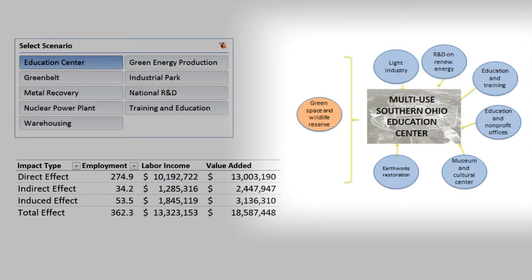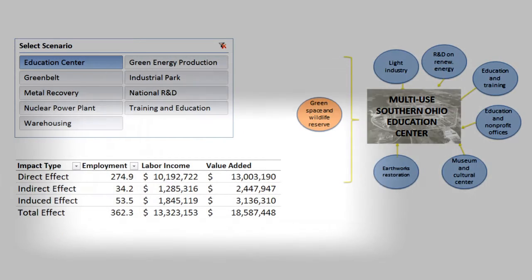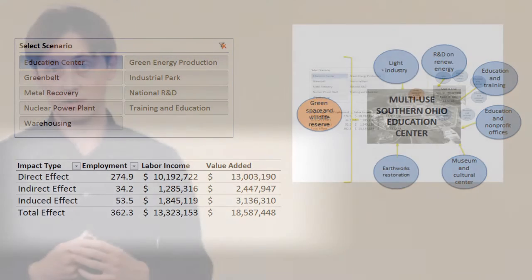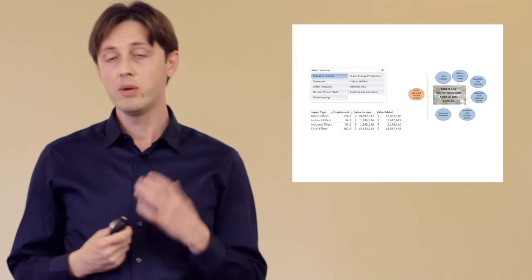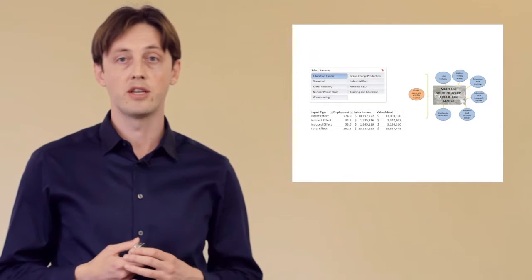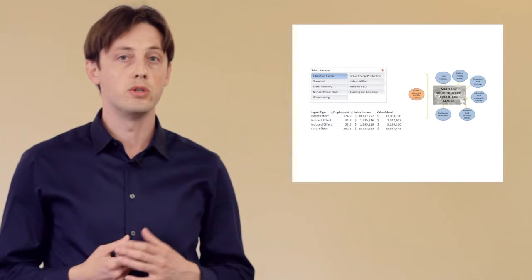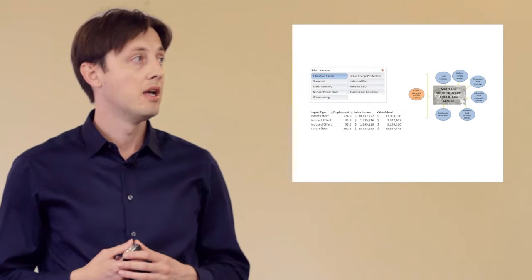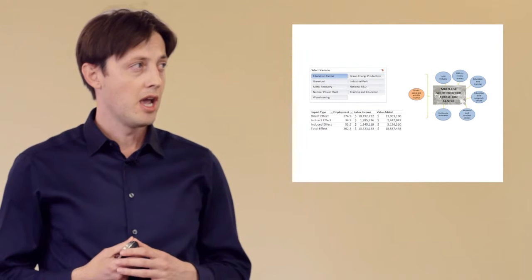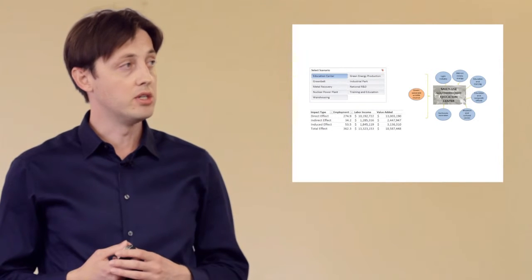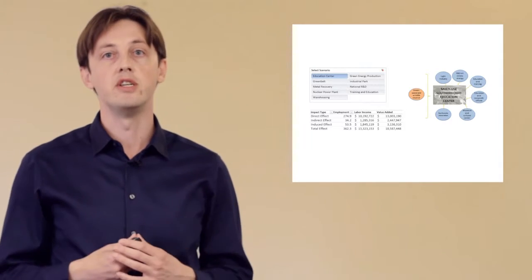The table below shows some of the economic impacts associated with that particular scenario. In this case, we estimate that the direct impact of this education center will be 275 jobs, over $10 million in labor income. Remember, labor income is essentially wages and salaries. And in terms of value added, it's going to be over $13 million. Again, this is direct impact. But when we consider additional indirect impacts, due to increased household spending and increased purchases of goods and services in the area, the impact is going to be much larger. When we combine direct and induced effects, the true economic activity is much larger.